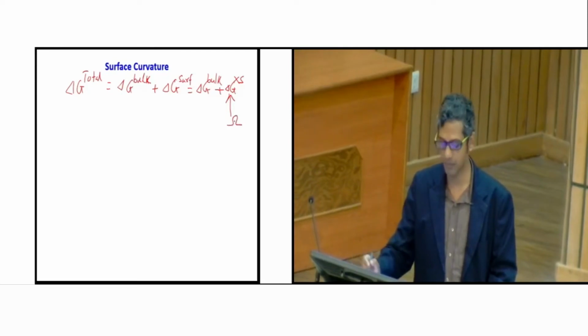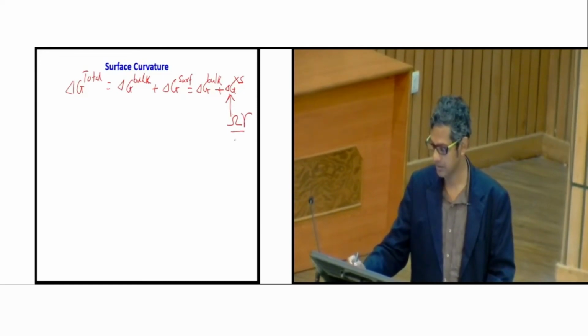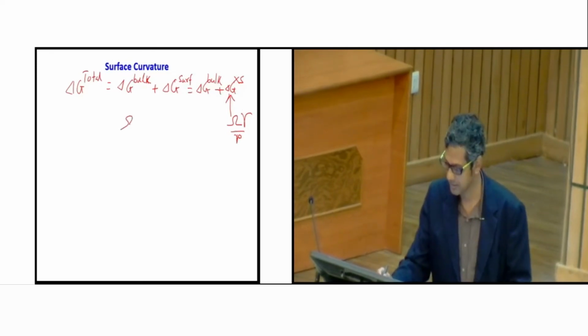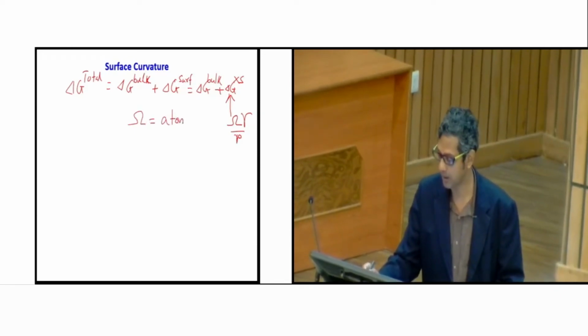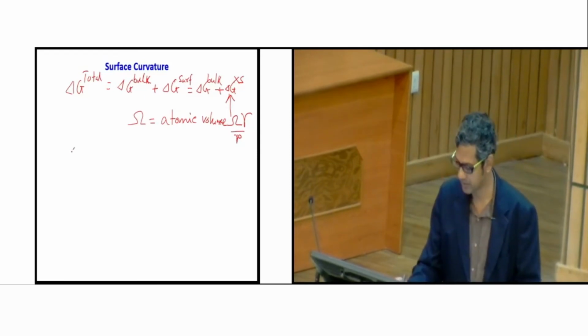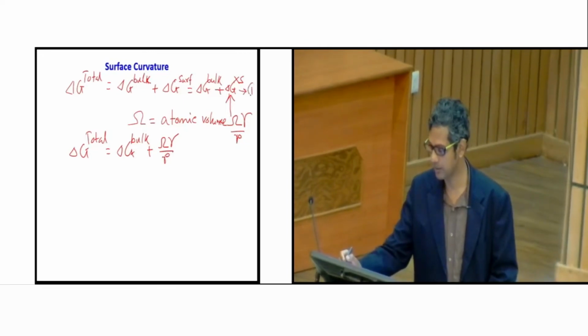So, that we can write down gamma, this is capital sigma, right. This one is known as the atomic volume, the volume of one atom. Correct. So, I can write down delta G total is equal to delta G bulk plus this term. So, this is our equation 1, this is our equation 2.